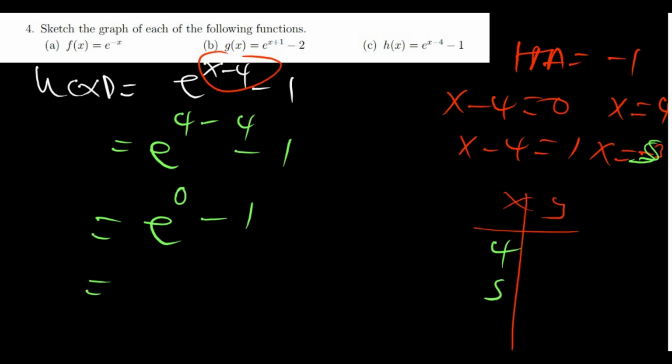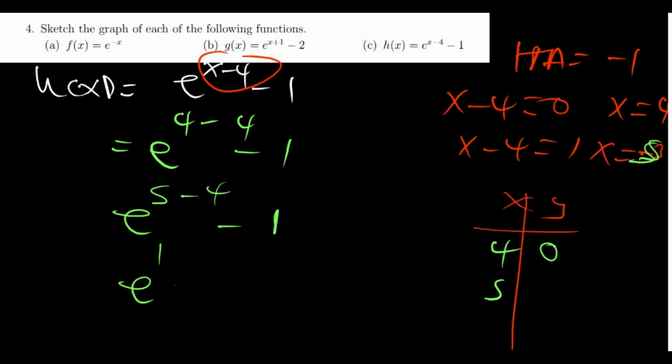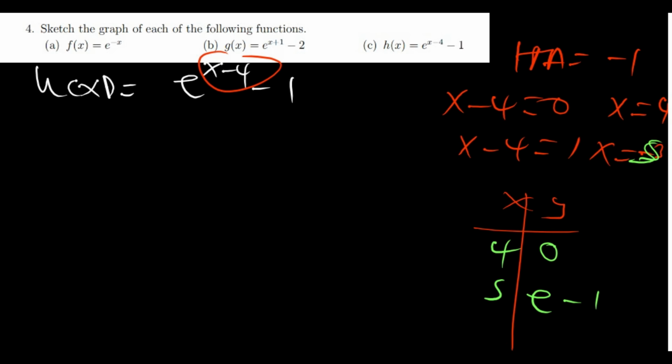So what is e raised to the power 0? Any number to the power 0 is 1. Okay, so I'm going to have 1 minus 1, which is going to be 0. So I'll have my 0 here. Next, I'm going to say 5. If I put 5 where there is x, what would be my value of y? So it's going to be e raised to the power 5 minus 4, minus 1. So it's going to be e raised to the power 1 minus 1. So just say it's going to be e minus 1. And e, we said, is approximately 2.178, somewhere there.